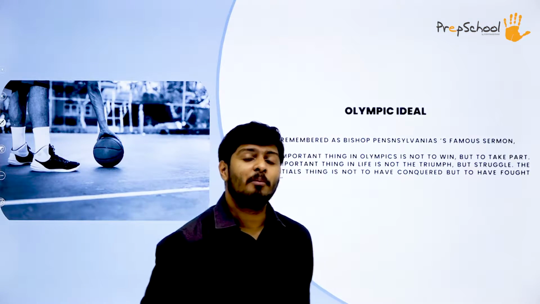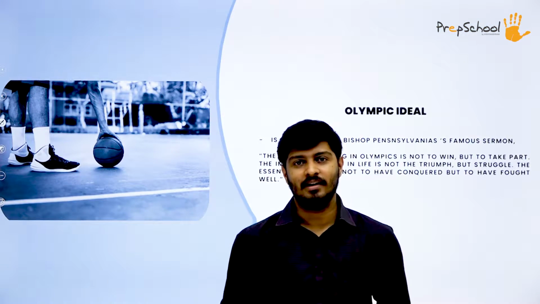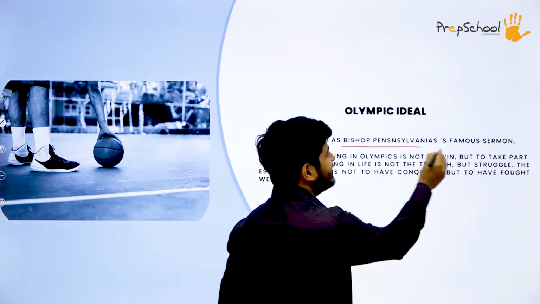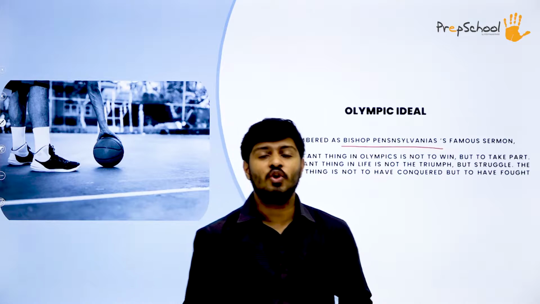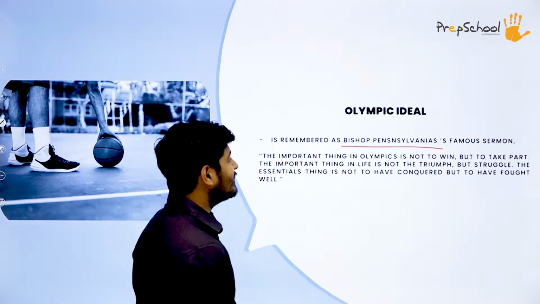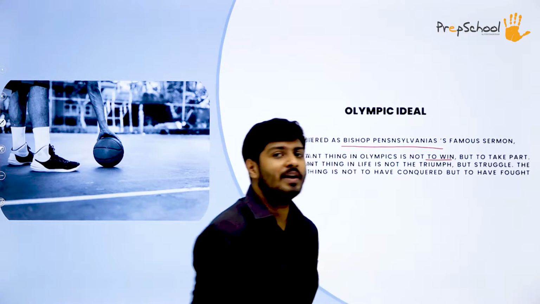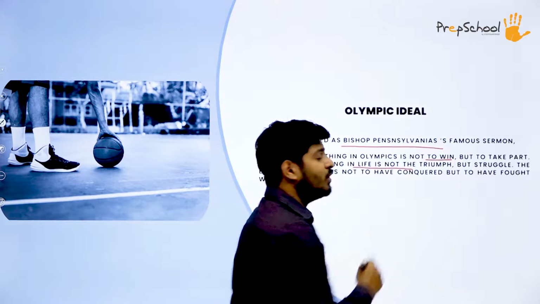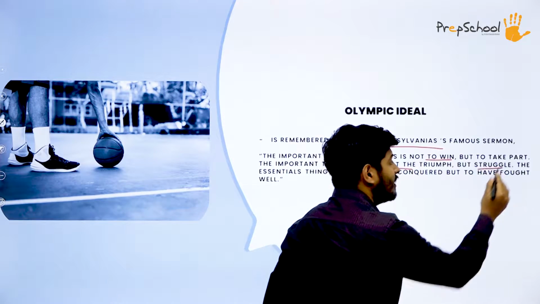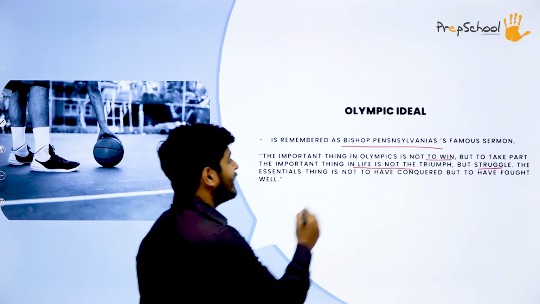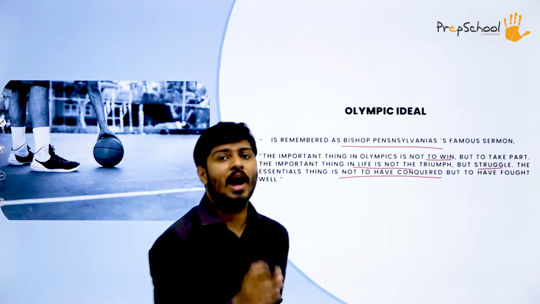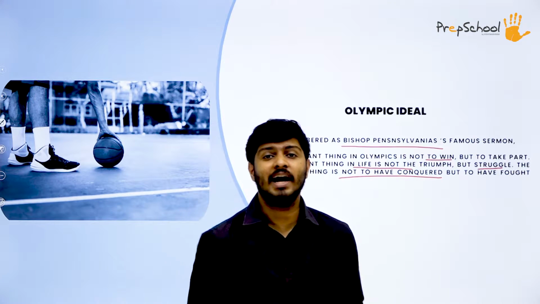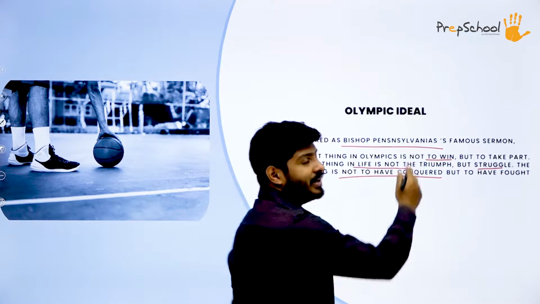Now, when you talk about the Olympic ideal, who gave the Olympic ideal? The Olympic ideal is given by the famous Bishop Pennsylvania. According to him, in his wording, the important thing in the Olympics is not to win, but to take part. The important thing in life is not to triumph, but to struggle. The important thing is not to have conquered, but to have fought well. That is the ideal behind the Olympics, which is again given by Bishop Pennsylvania.